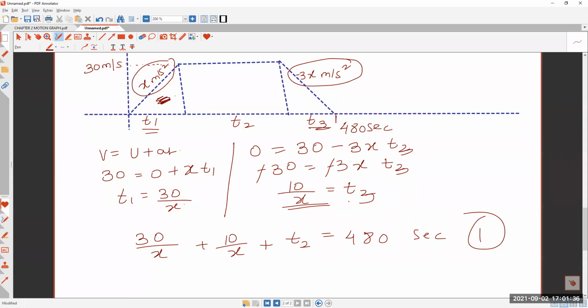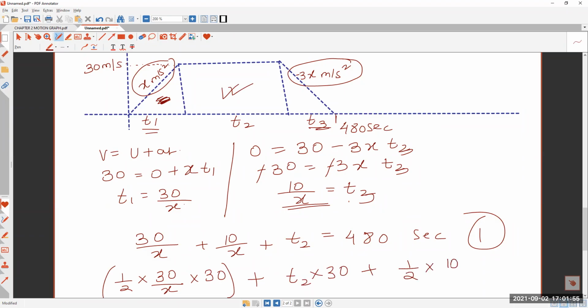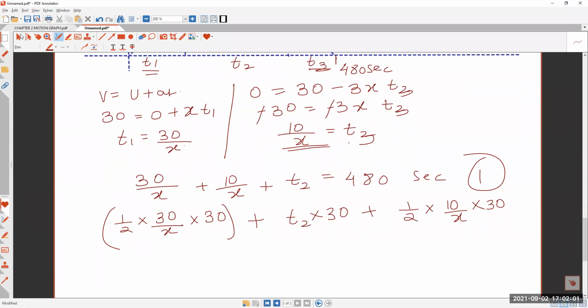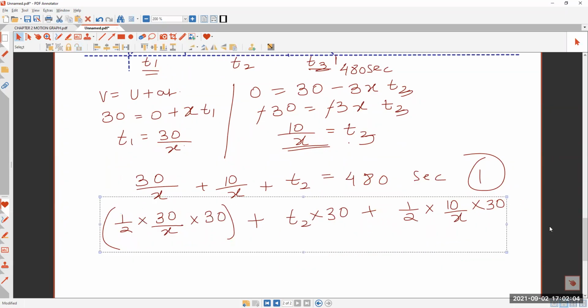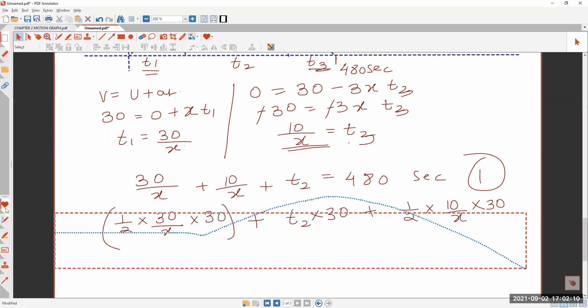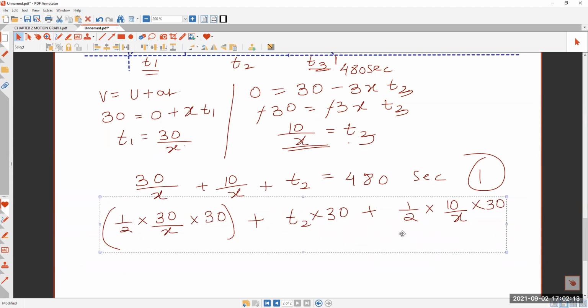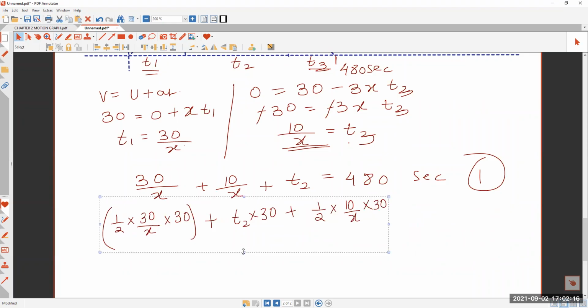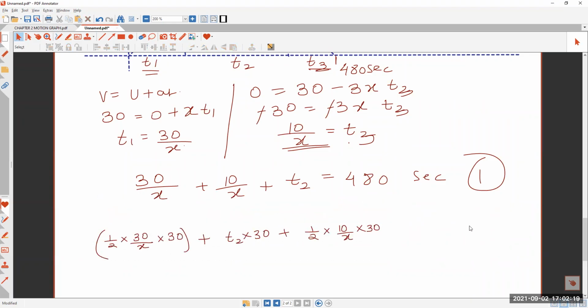Look at this one: half base into height. Half base is t1, which is 30 by x, height is 30, plus t2 into 30, plus again half base 10 by x into height 30. Total. I wrote it in too big letters, so let me compress it a bit.